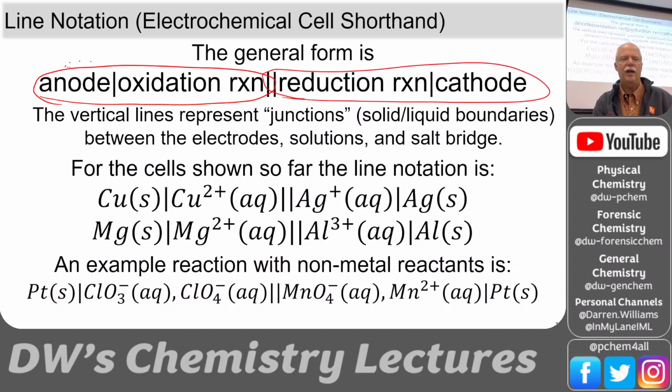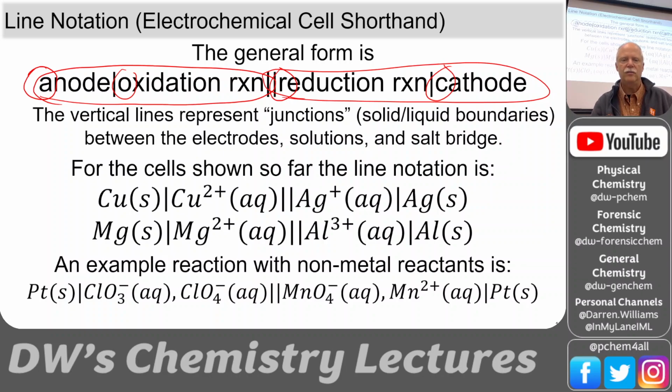And how do you remember that? Well, think about alphabetic order. Anodes first, cathodes last. So A to C, that's alphabetical order. Oxidation is an O, reduction is an R. And so the electrodes are in alphabetical order, the reactions are in alphabetical order. And oxidation and anode always go together, and reduction and cathode always go together. So it's in alphabetical order that way.